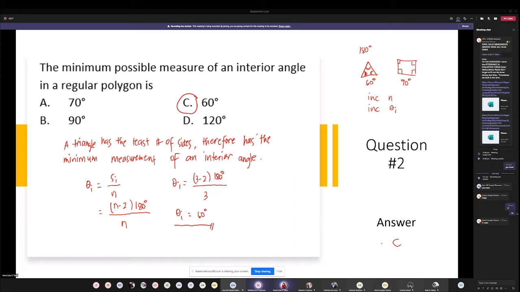Okay, so if it asks for the maximum possible measure, there's no distinct maximum, because we can have an infinite number of angles, no? So meaning the greater the measurement of the interior angle.